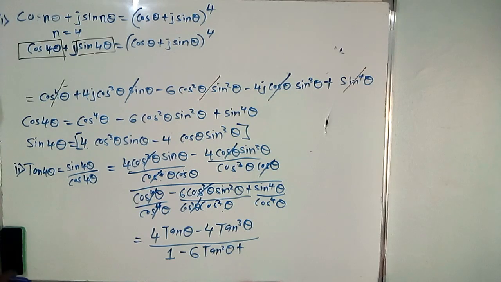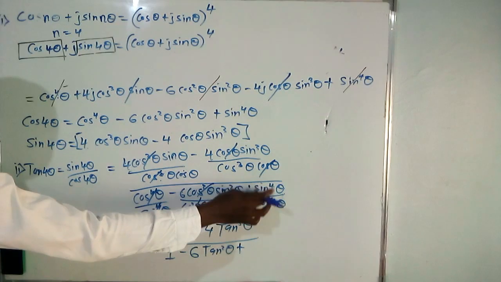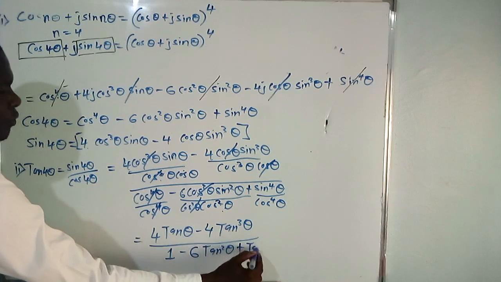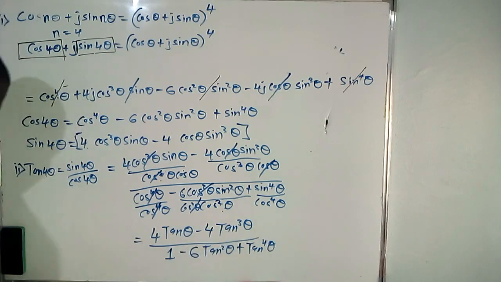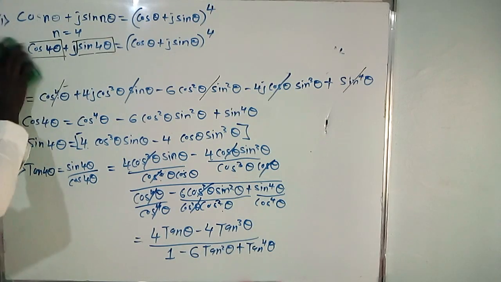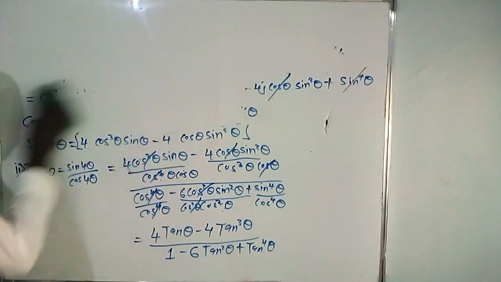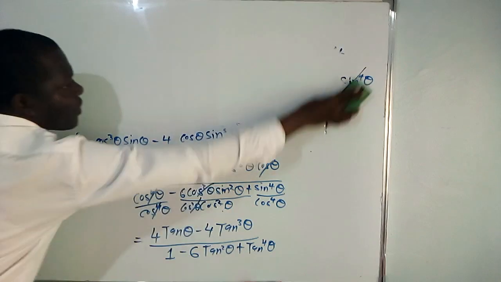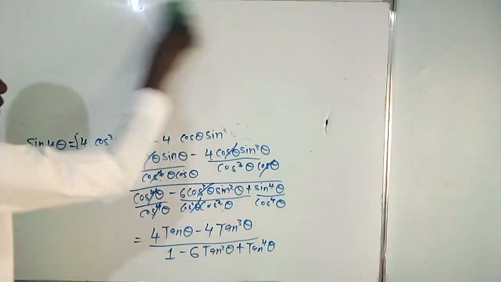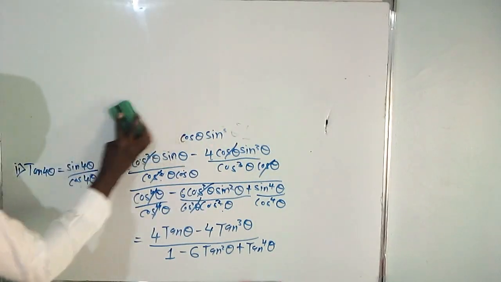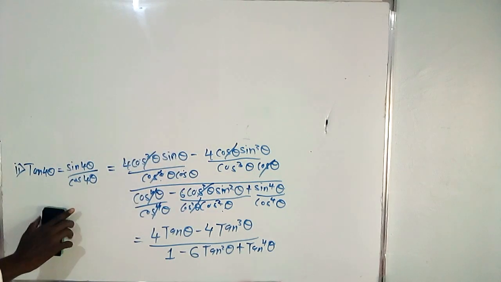Are we together? Then you move to the last one, sin raised to power 4 theta over cos raised to power 4 theta is what? Tan raised to power 4 theta. So we have plus tan raised to power 4 theta. So remember, this was tan 4 theta. So you prove that you've expressed tan 4 theta in terms of tan theta using the expansion of cos 4 theta and sin 4 theta.